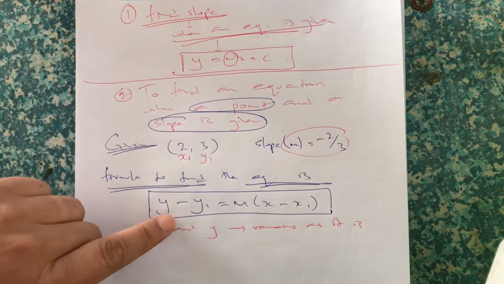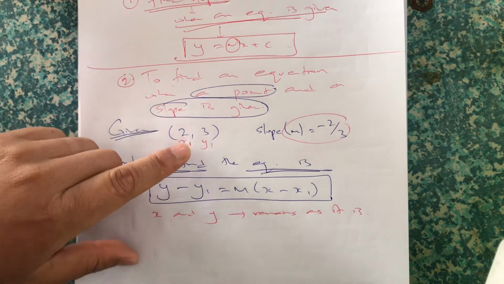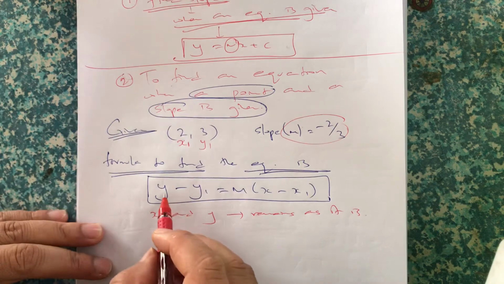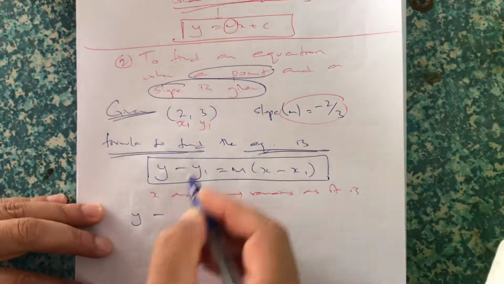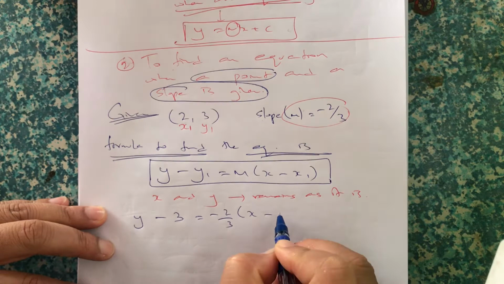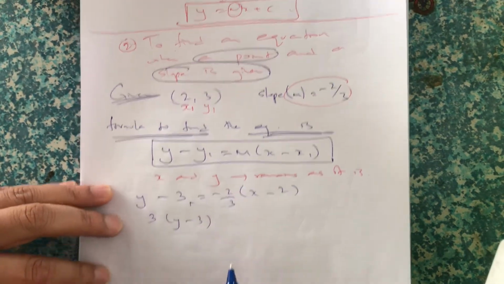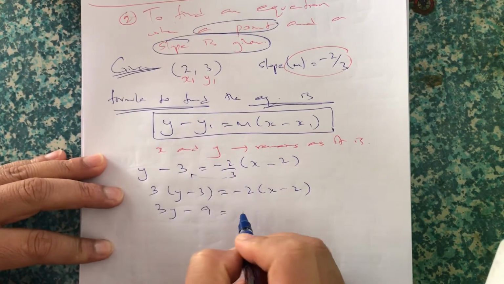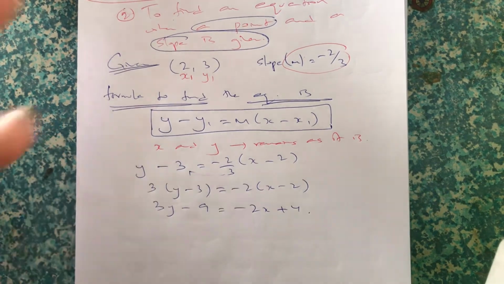So let's say, for example, if I have to solve this question, if this question says find the equation which passes through this point and which has this slope, then what will I do? I'll apply this. So over here x and y remain as they are, so y minus y1 is y minus 3, m is minus 2 by 3, x minus x1 is x minus 2. So now I cross multiply: 3 will multiply y minus 3, minus 2 will multiply x minus 2, 3y minus 9, minus 2x plus 4. Okay, so once I get this, this is the thing.